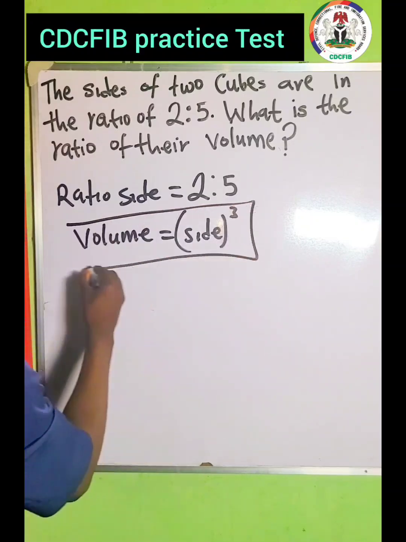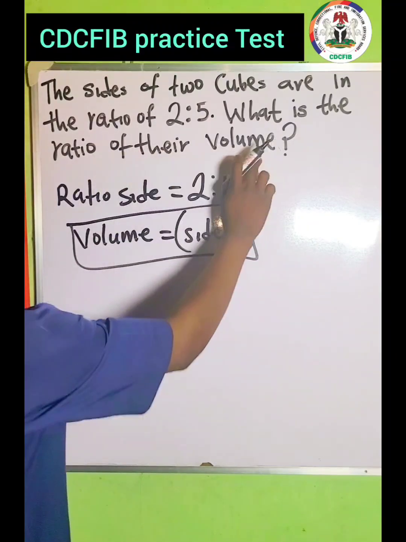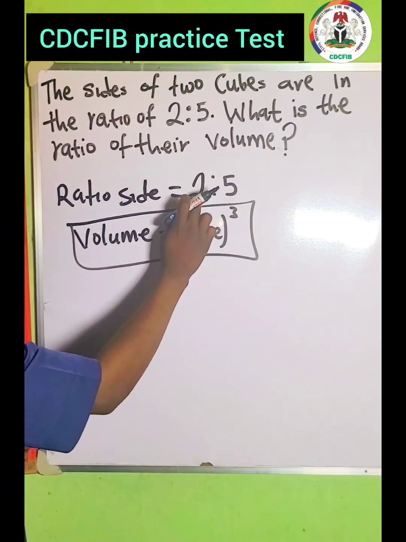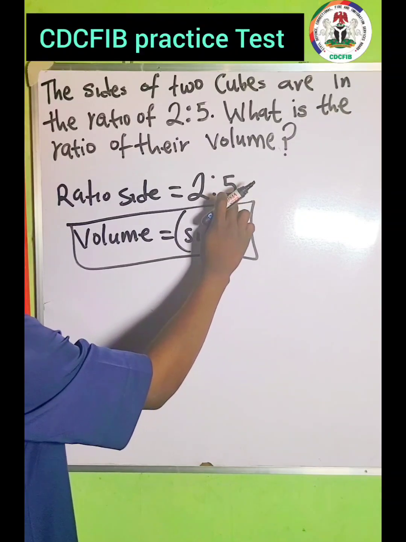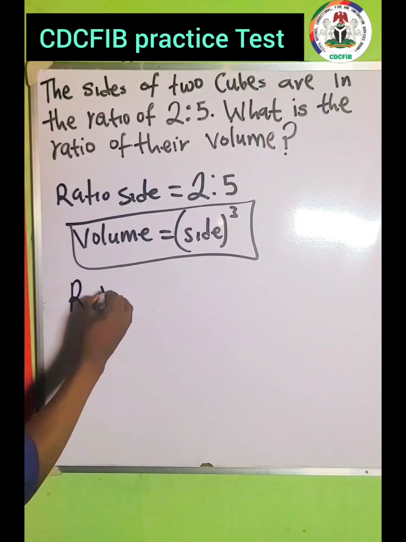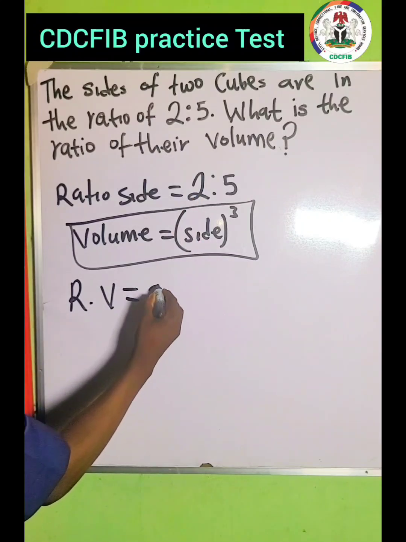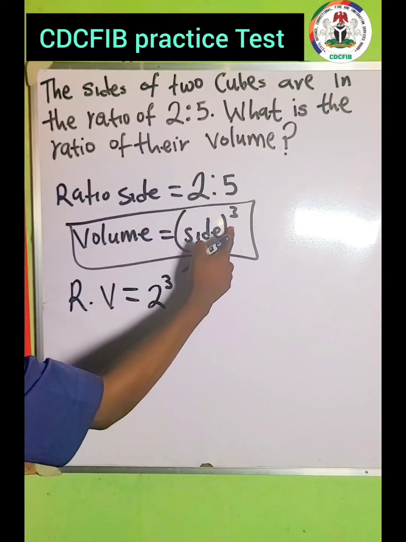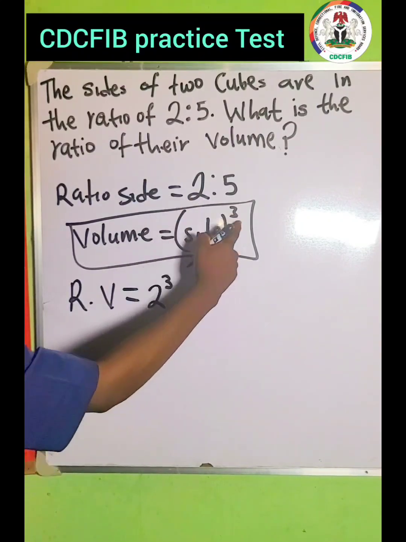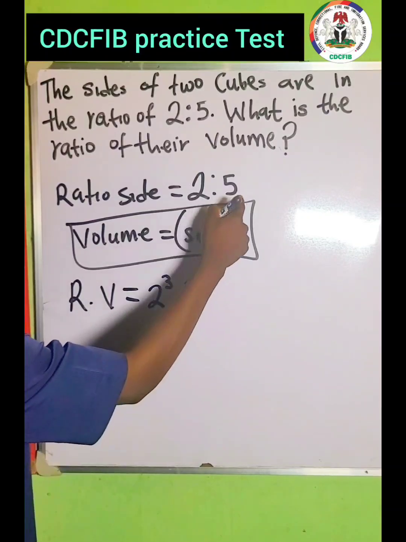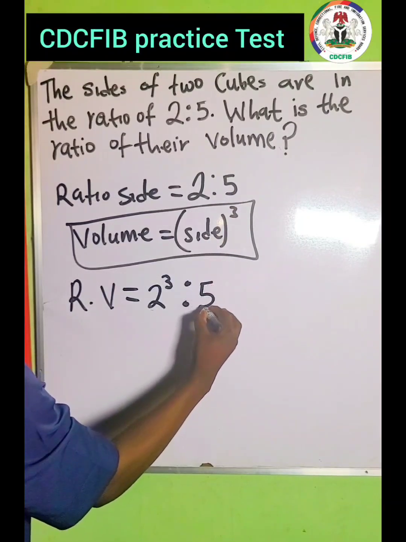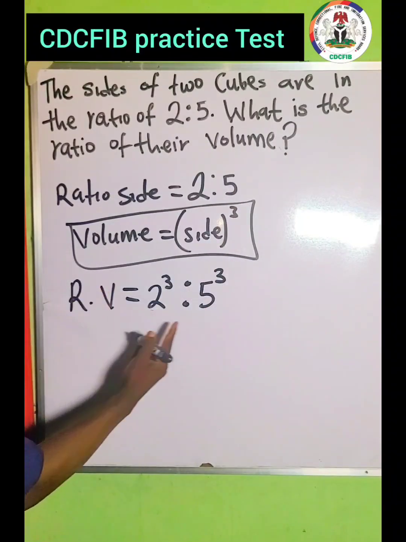So now to calculate the ratio of their volume, this one is the side of the first cube and this is the side of the second cube. So the ratio of volume will be equal to, the volume of the first one is going to be 2 to the power of 3 based on this formula, because this 2 is the side to the power of 3, then the second side is going to be 5 to the power of 3. So this is the ratio of volume.